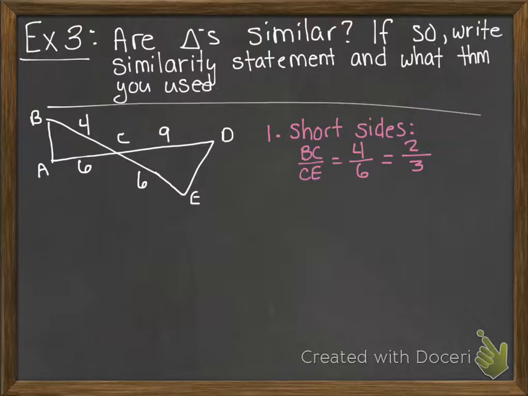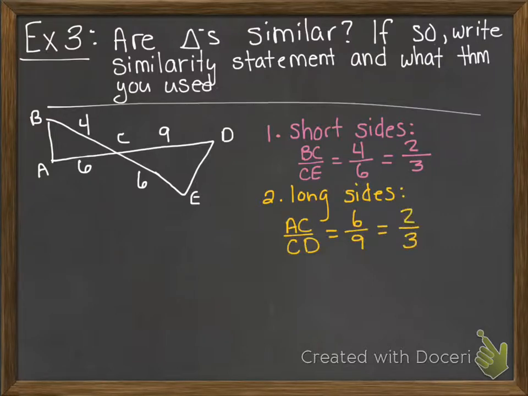What do you think I'm going to look at next? My long side. What's my long side of triangle ABC? 6, and I'm going to put it over what side of CDE? Good. Simplify. What's it simplify to? Good. What do you notice about your two sides? They are proportional. Now for side angle side to work, I need my angles to be congruent and included. What's my included angle in between these two sides?